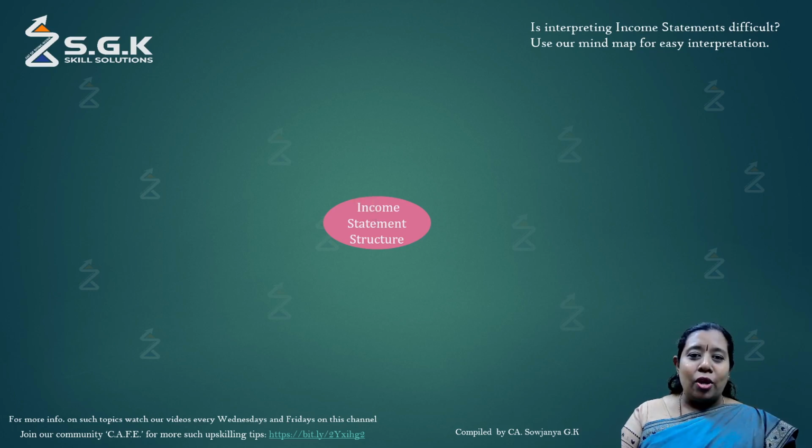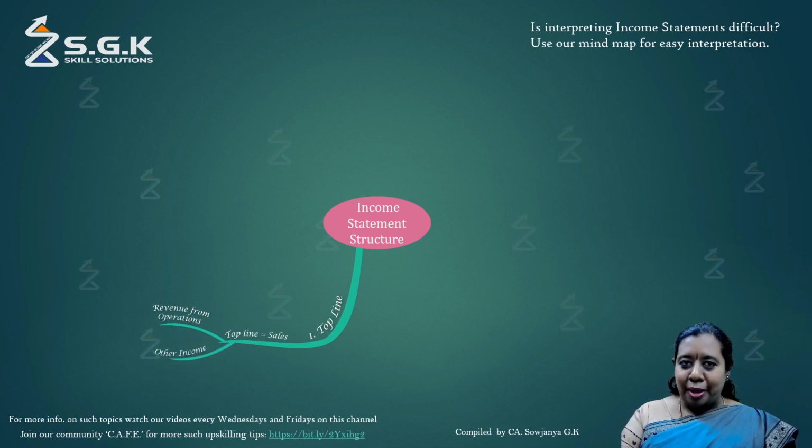The first most important structure of the income statement is the topmost line. Why do I say topmost line? Because the first and foremost mention there is sales. Sales are known as the top line. Yes, top line is a very popular jargon used in the corporate world, and top line means nothing but sales. These sales are largely revenue from operations and other income.